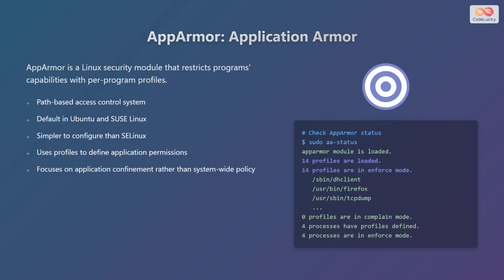Now let's discuss AppArmor. AppArmor is a Linux security module that restricts programs' capabilities with per-program profiles. It is a path-based access control system and is the default in Ubuntu and SUSE Linux. It is simpler to configure than Security Enhanced Linux and uses profiles to define application permissions. It focuses on application confinement rather than system-wide policy. To check AppArmor status, use the command sudo aa-status.